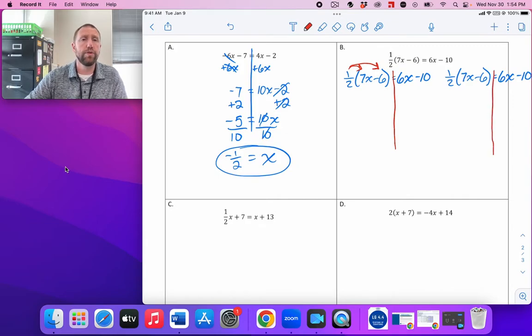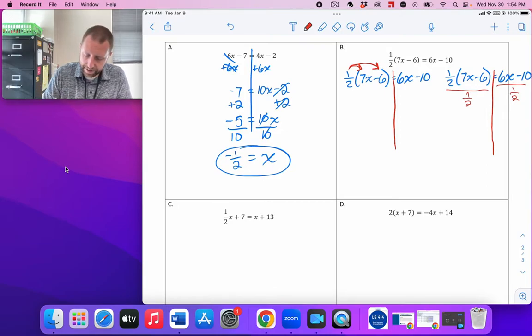The other way to do it would be to divide both sides by that number in front of parentheses. Because when a number is written by parentheses, it means multiply. So to get rid of it, we would do the opposite. I could divide both sides by 1/2. And that would get rid of the parentheses as well. I end up with a different looking equation, but that's okay. Let's go ahead and do it.